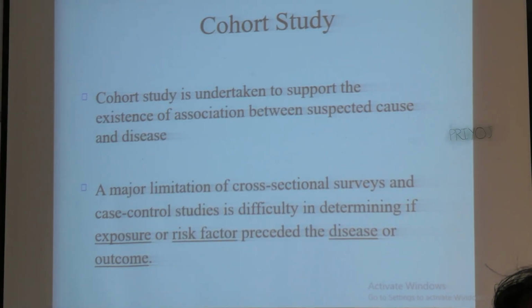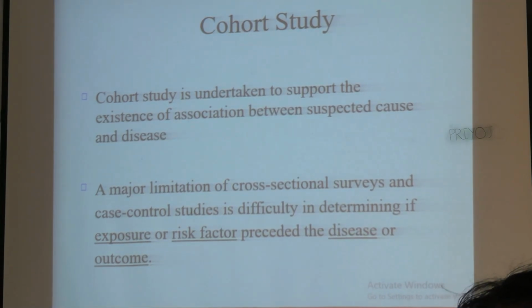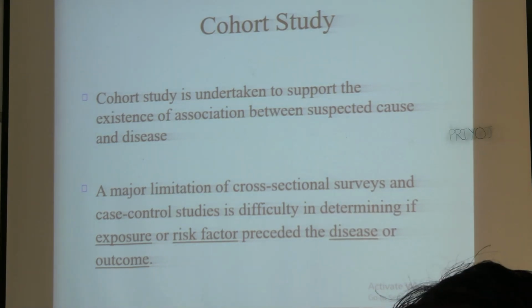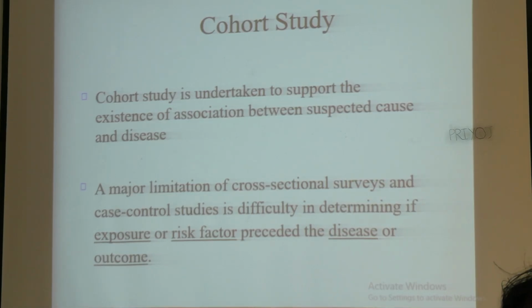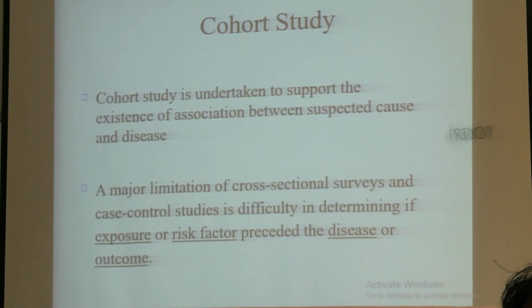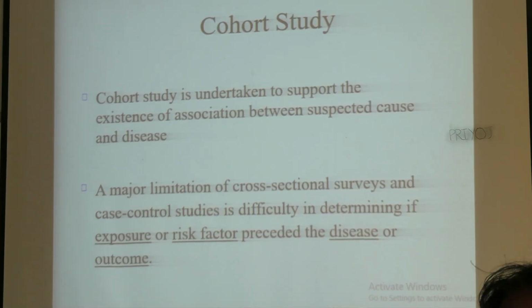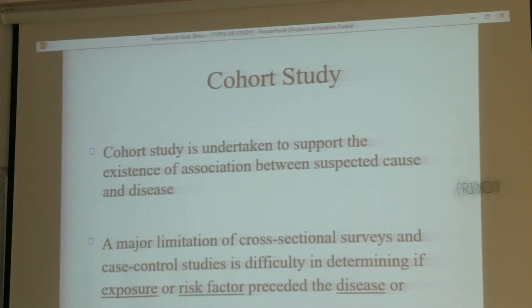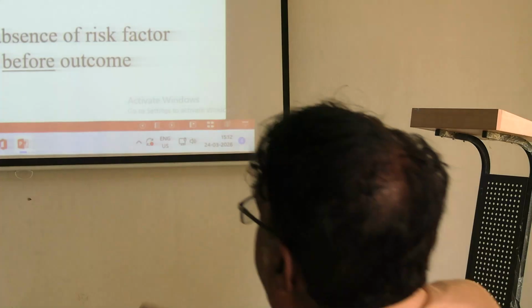Suppose I am following you after 20 years, trying to find out whether any of you have got high blood pressure. I write letters to you all, come, get your blood pressure checked, tell me what your blood pressure is or whether you are being treated for it. That is how a cohort study works. So here we can find out the suspected cause and effect. The presence or absence of risk factors is determined before the outcome occurs.